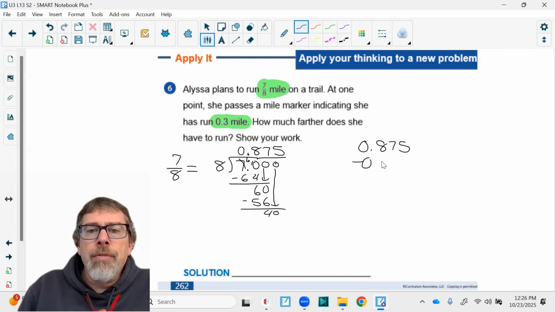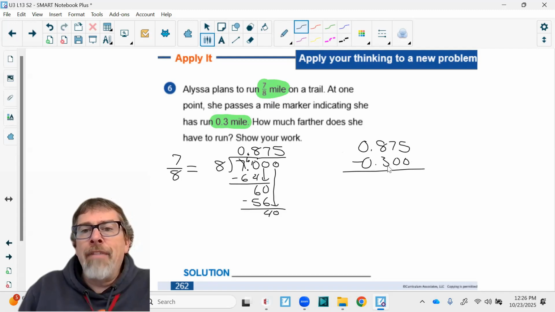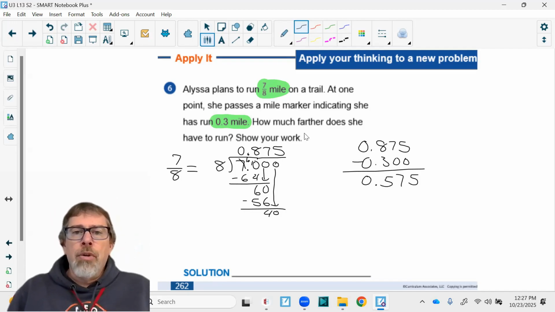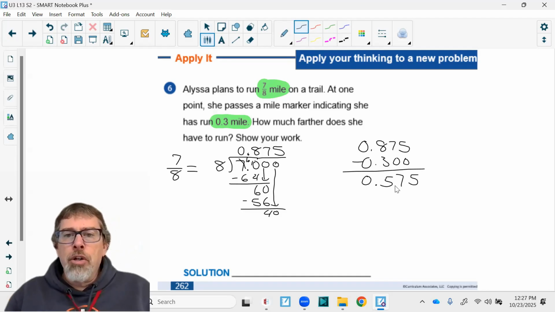She has already run 0.3 miles. And here's a perfect example of when you need to put zeros after a terminating decimal. It's when you're comparing, okay? So 5 minus 0 is 5. 7 minus 0 is 7. 8 minus 3 is 5. And then 0 minus 0 is 0. Okay, so how much farther does she have to run? 0.575 miles.